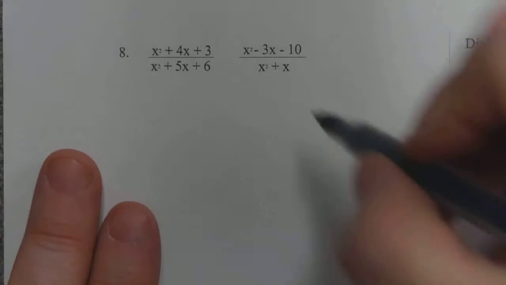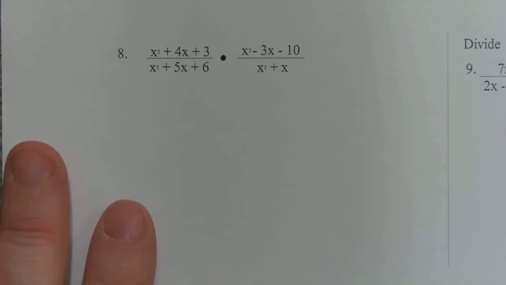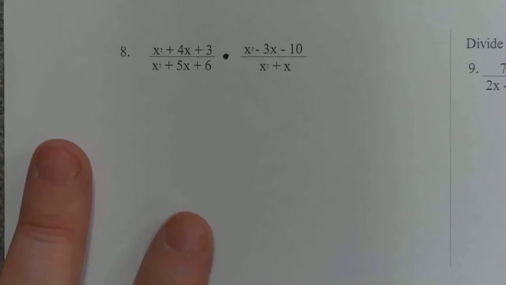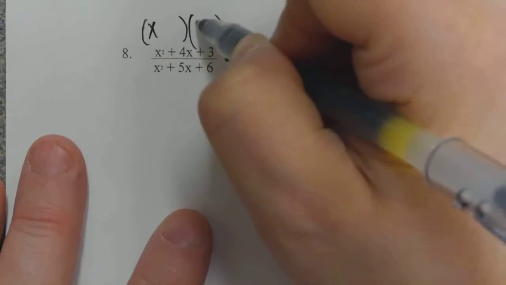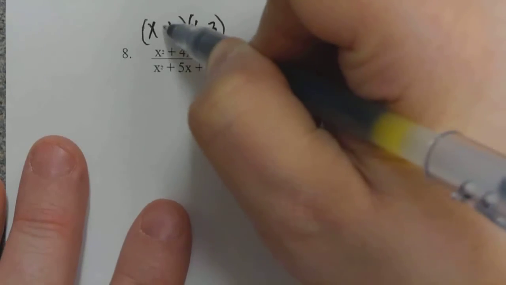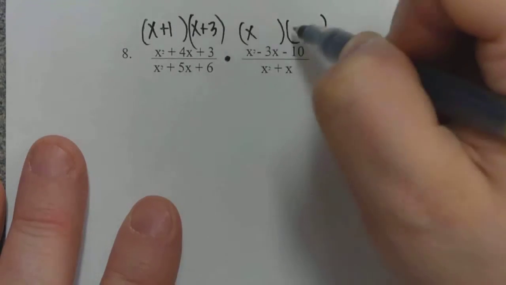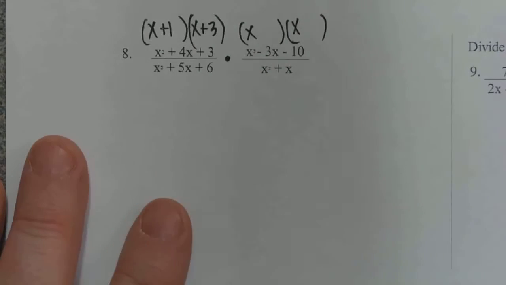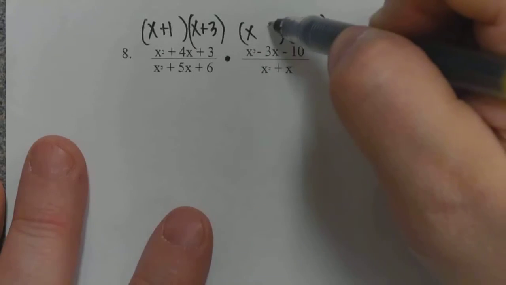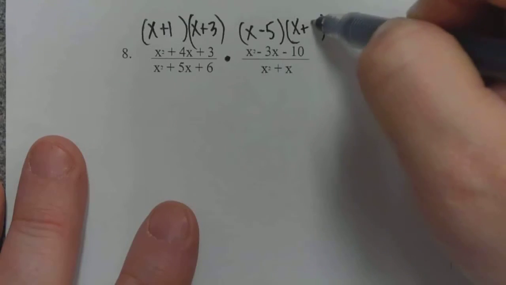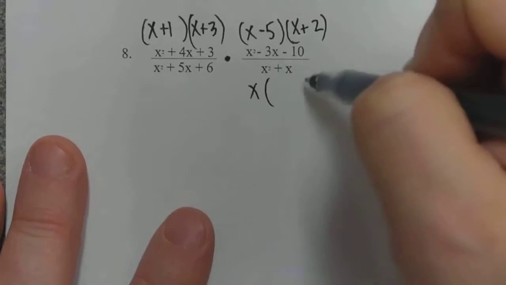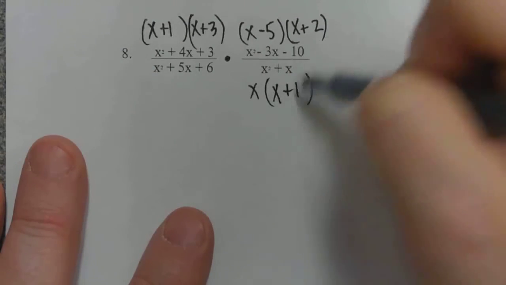All right, this next set of problems again is multiply. So we're going to multiply by factoring the tops and bottoms and canceling anything on the top with anything on the bottom. So I'm looking for numbers that will multiply to 3 and add to 4, which would be 3 and 1, both being positive. I'm looking for numbers here that will multiply to -10 and add to -3, so a -5 and a +2.